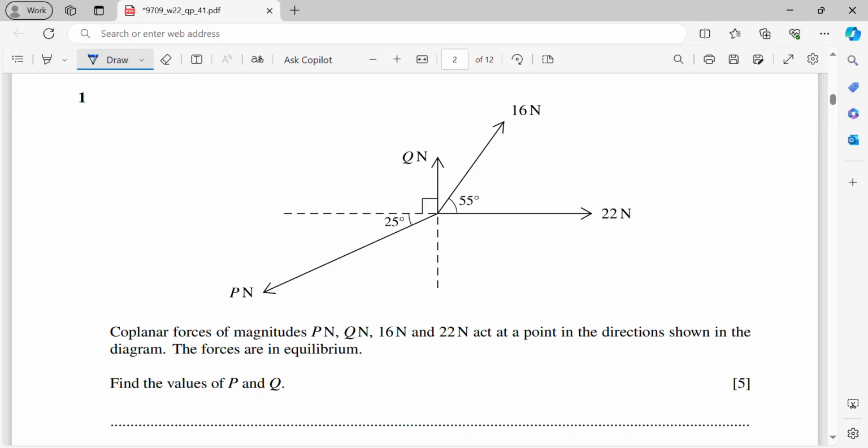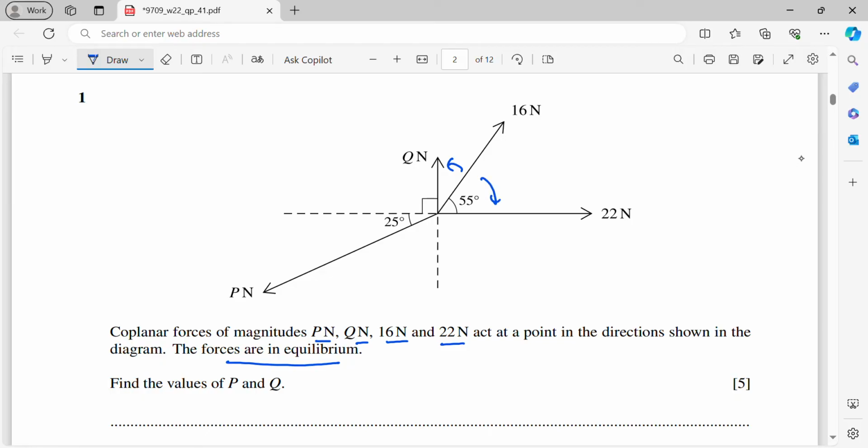So for question number 1, coplanar forces of magnitudes P newtons, Q newtons, 60 newtons, and 22 newtons act at a point in the directions shown in the diagram. The forces are in equilibrium, means that they are not moving. Now find the values of P and Q. So for this case, I will be resolving the forces vertically and also horizontally.